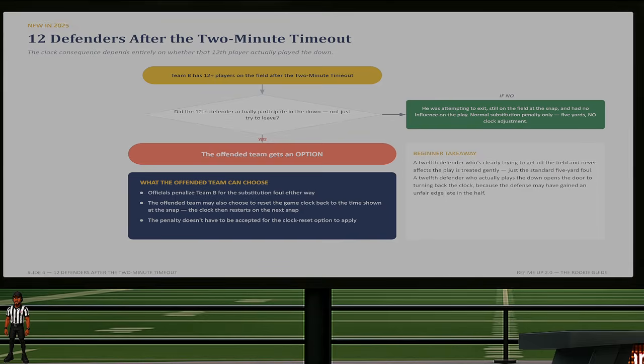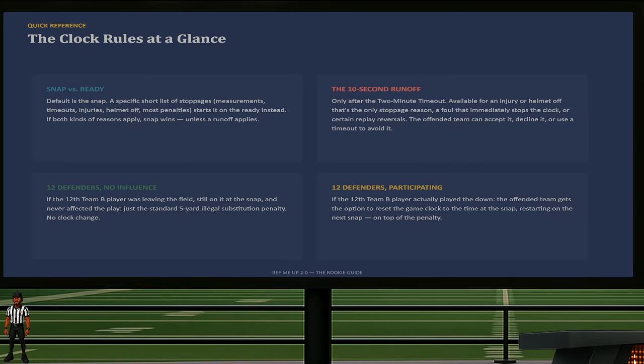Here's what the offended team can choose. Officials penalize Team B for the substitution foul either way. The offended team may also choose to reset the game clock back to the time shown at the snap. The clock then restarts on the next snap, and the penalty doesn't have to be accepted for the clock reset option to apply. Here's the beginner takeaway. A 12th defender who's clearly trying to get off the field and never affects the play is treated gently, just a standard 5-yard foul. A 12th defender who actually plays the down opens the door to turning back the clock, because the defense may have gained an unfair edge late in the half.